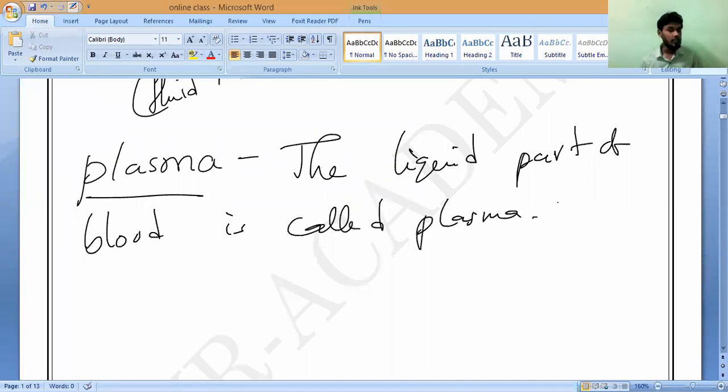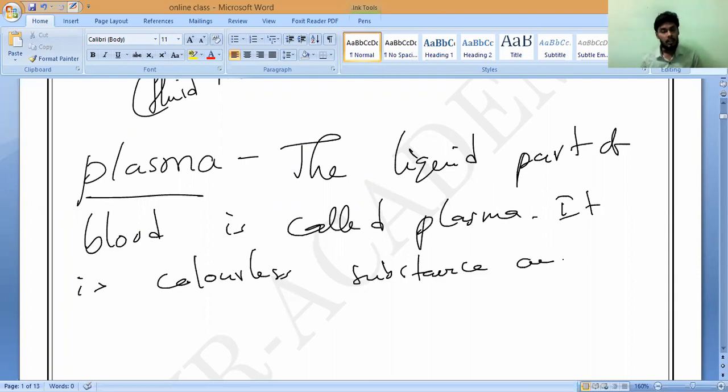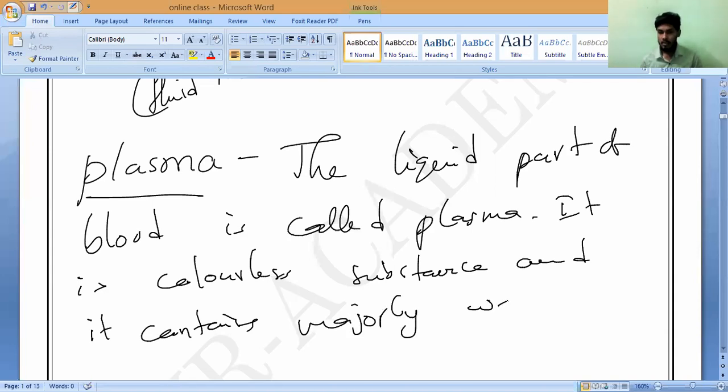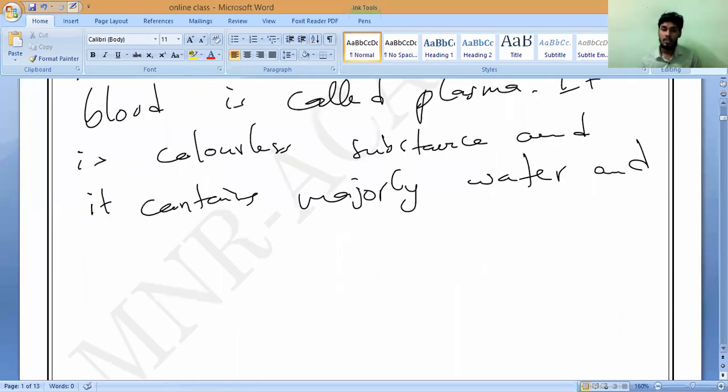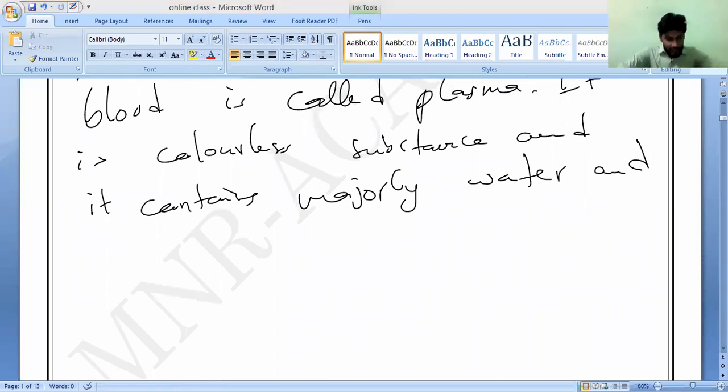And this plasma is a colorless substance, and it majorly contains water, and other dissolved substances. That is what you have to remember. Now, if you take this plasma, what is the percentage of water?